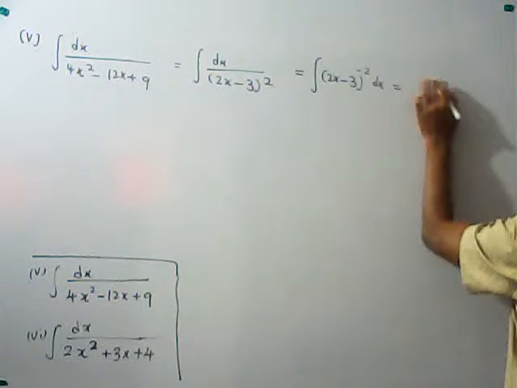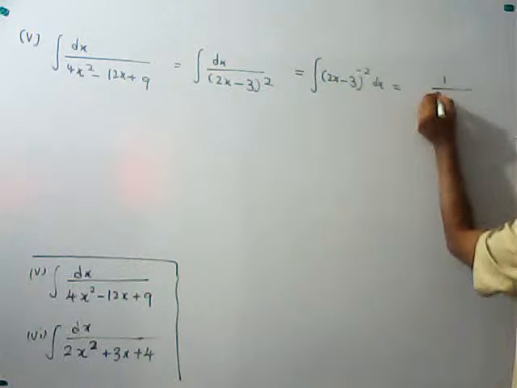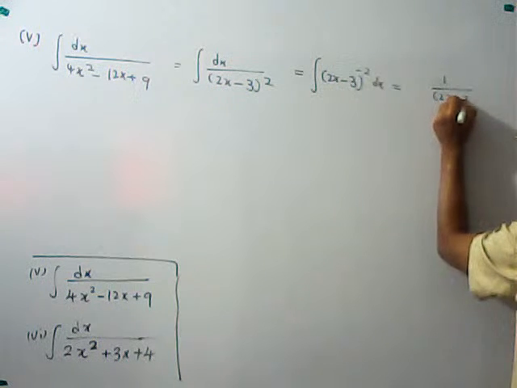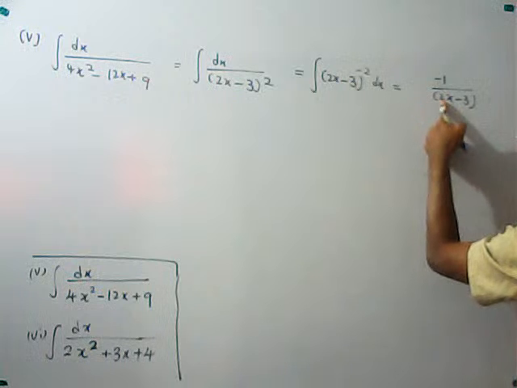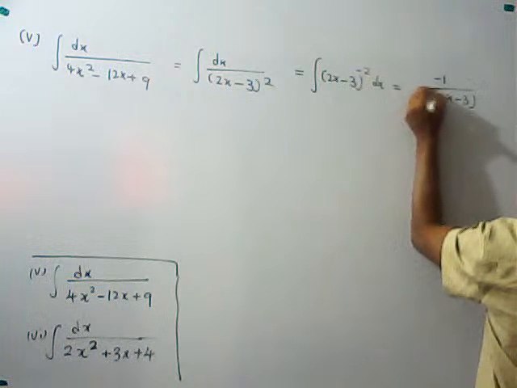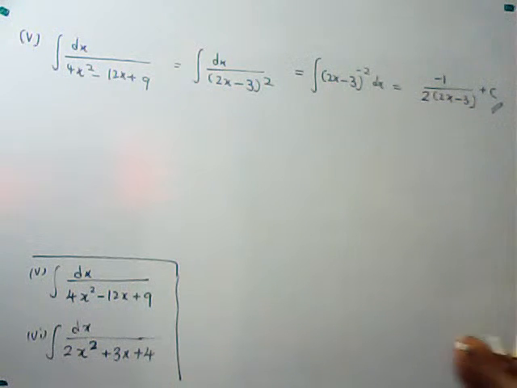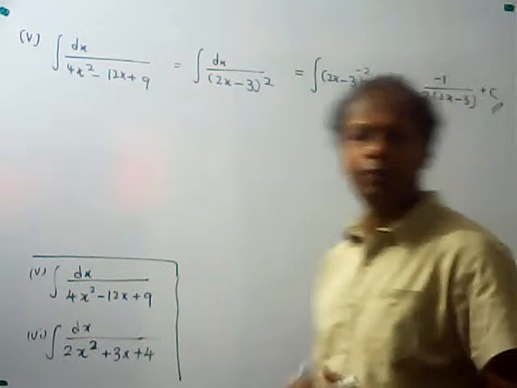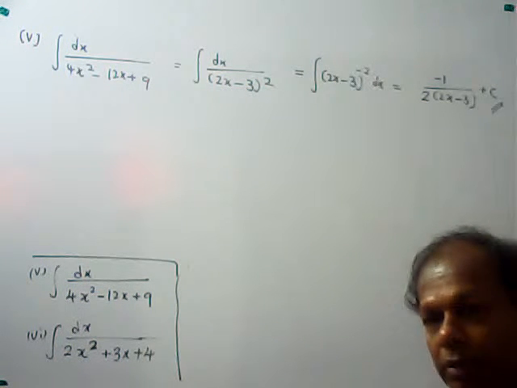So this is 1 over 2x minus 3 divided by minus 1, and further it's not x, it's 2x, so you have to divide by 2, finally plus c. This is the answer. That's part 5. Answer for part 5.